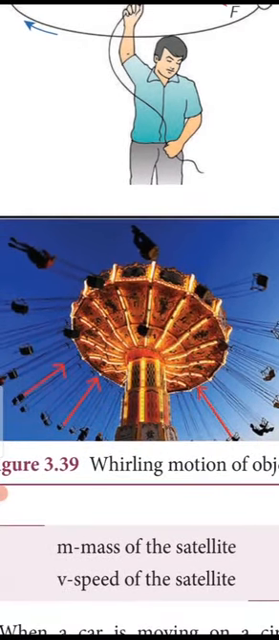Okay, you see this picture of the thing in amusement parks, right? In a circular motion in an amusement park, the centripetal force is provided only by the tension of the iron rod. So here the centripetal force acts as the tension force. Okay, tension in the string or tension in the iron rods.